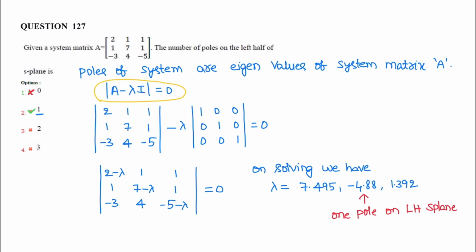On calculation, we have lambda equal to plus 7.495, minus 4.88, plus 1.392. Here there is only one pole in the left half of the S plane and two poles in the right half of the S plane. So the correct answer is option 1. The number of poles in the left half of the S plane is only one, minus 4.88, and the pole is at S equal to minus 4.88.